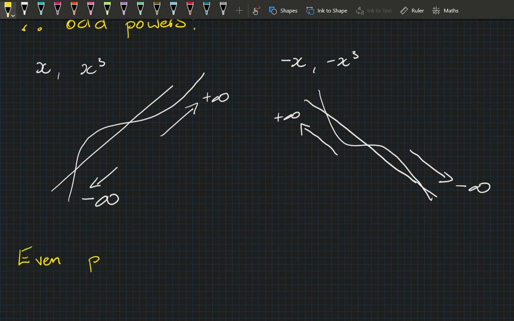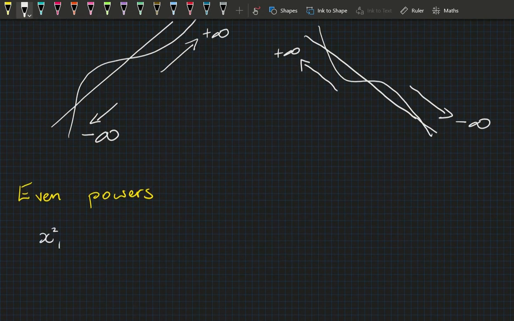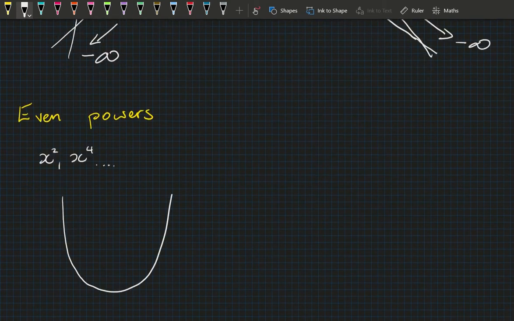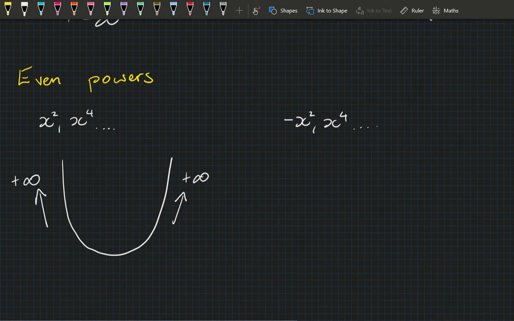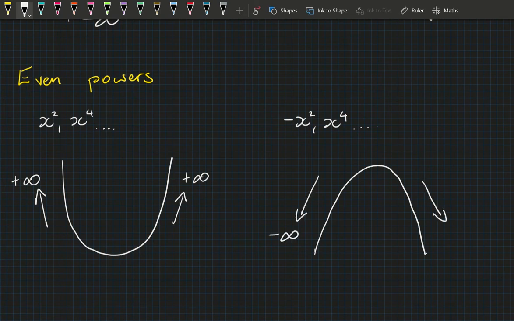Whereas even powers, like x squared, x to the 4, have that general shape like a quadratic. So as we go to the left, it goes off to positive infinity. But also as we go to the right, it's heading off to positive infinity. And if they were minus x squared or minus x to the 4, then we'd have that negative quadratic type shape that heads off to minus infinity on the left and minus infinity on the right.